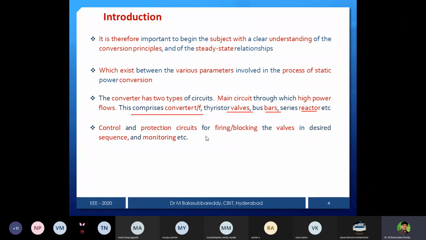The protection circuit for the firing or blocking of the valves is designed in sequence and monitored. That means the firing circuit, whether a device has to fire or has to turn off, has a control and protection circuit for the desired sequence. Here the sequence is also very important.